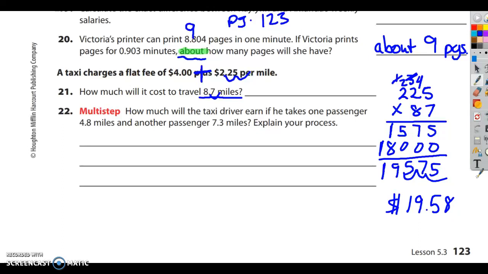But then we've got that $4 flat fee, so we've got to add on $4. To add on $4, we line up our decimal. And then we've got 58 cents, and 19 plus 4 is 23. So the answer to number 21 is going to be $23.58.